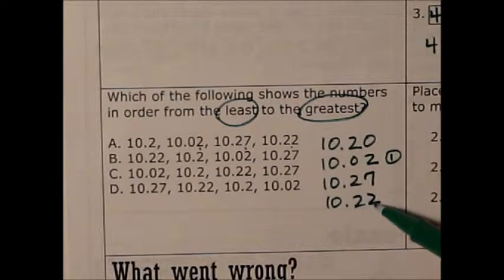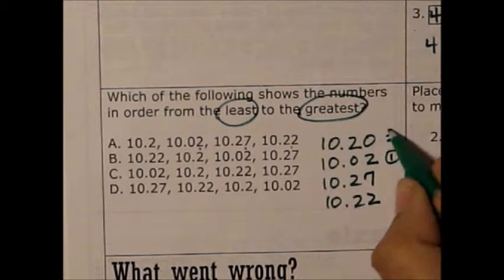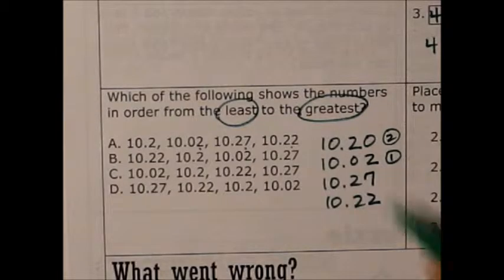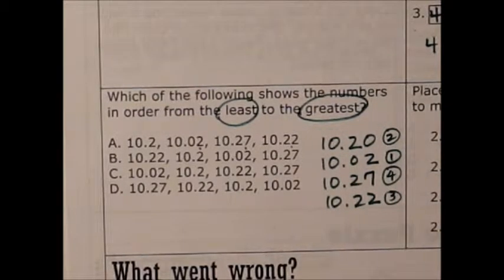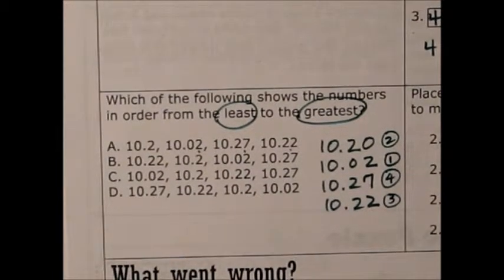Here's 20, 27, 22. 20 is the smallest. 27 or 22? 22. And my greatest number is the 27. So then I just have to go through A, B, C, or D and figure out which one was in that order. And that one was C.